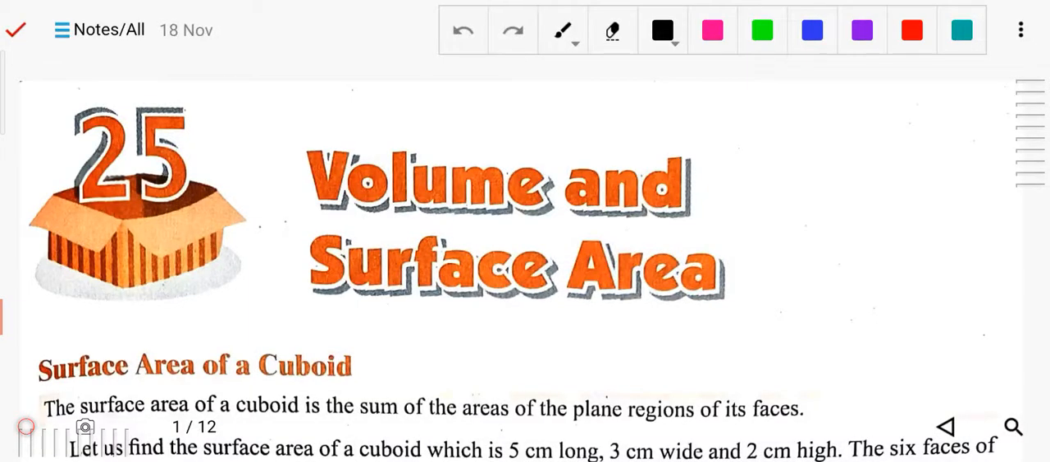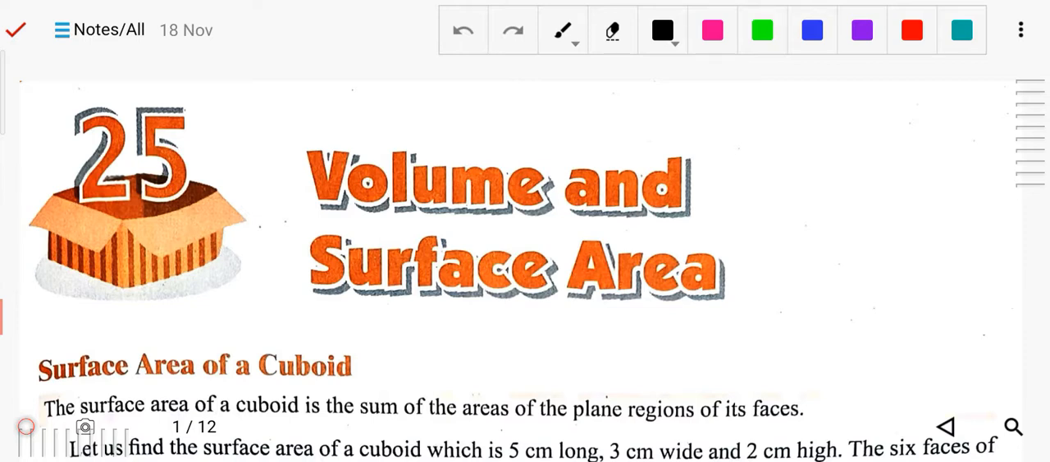Good morning, students. Today we will study chapter 25, volume and surface area. So, you know, what is volume? Volume is the amount of space that a shape takes up in three dimensions. It means the amount of space inside a hollow three-dimensional shape, which is called its capacity, which is the volume.